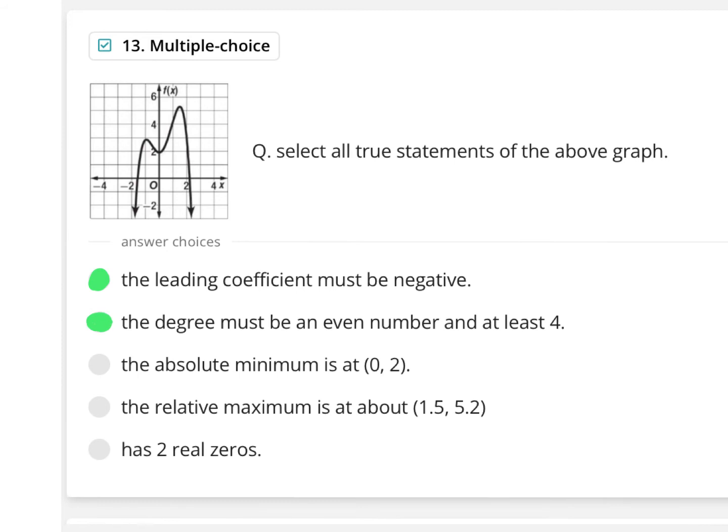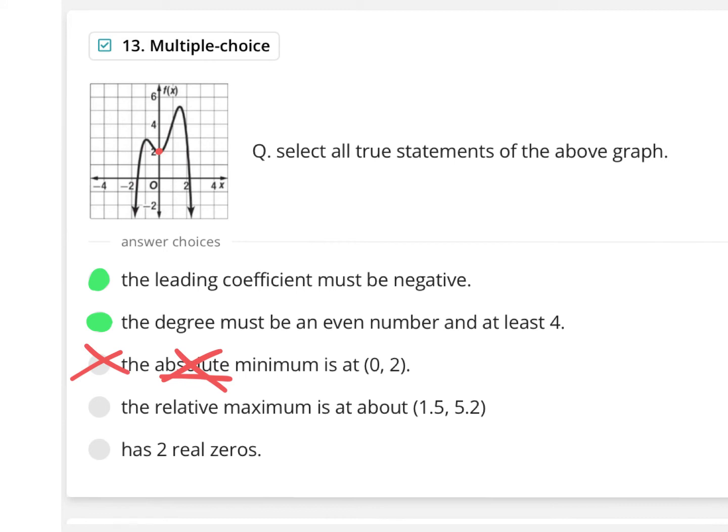The absolute minimum value is at 0, 2. Well, this is definitely a minimum value, right? It's going up and then it goes down and then it stops. That's the lowest point. But that's the minimum value relative to this little tiny curve, because as you could see, there are other values that are way lower than that. So it's not an absolute minimum, it's a relative minimum. So that word, absolute minimum, makes it a false statement.